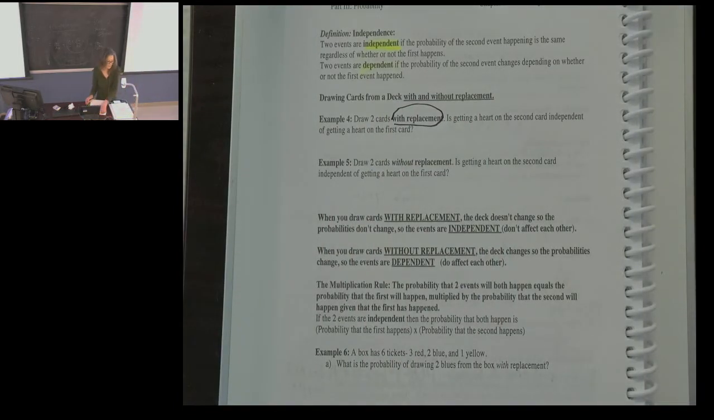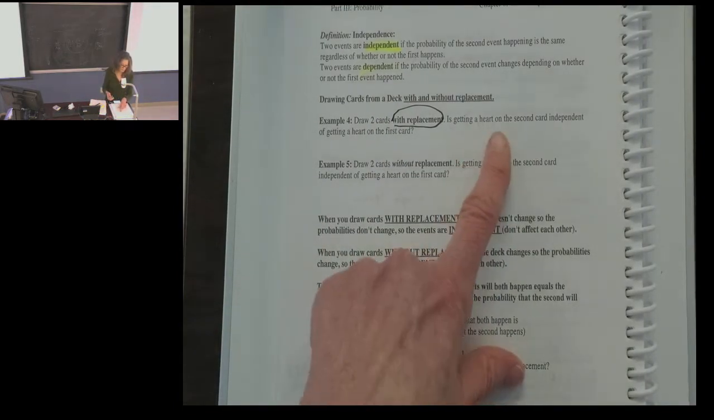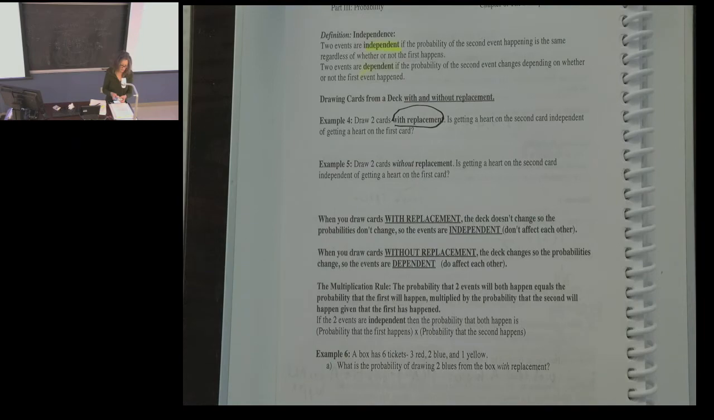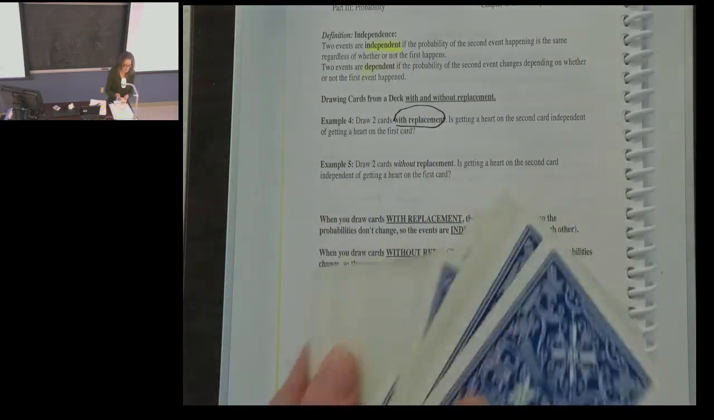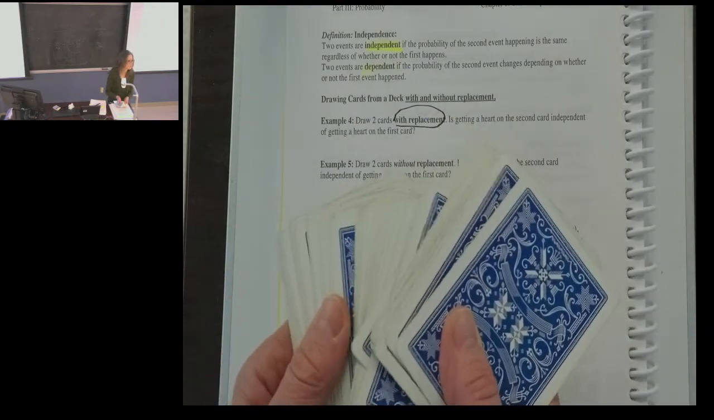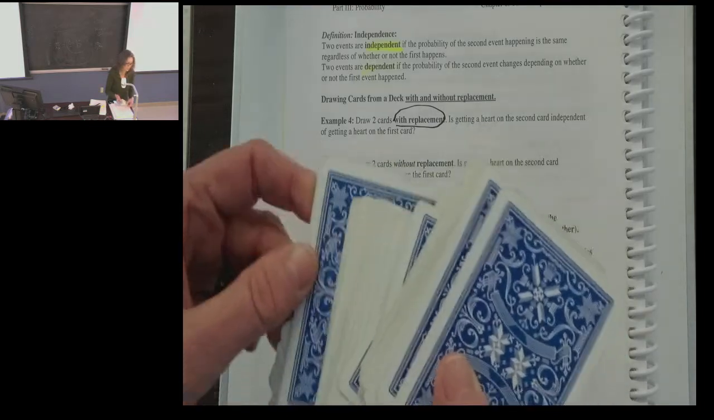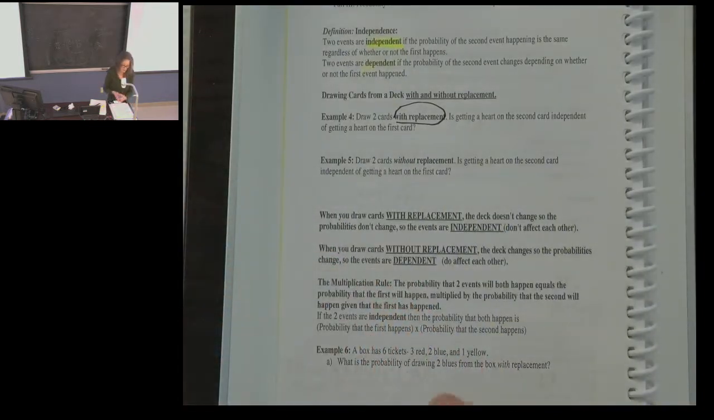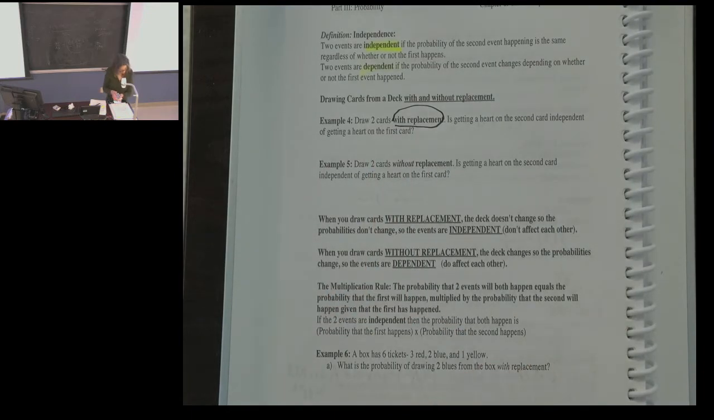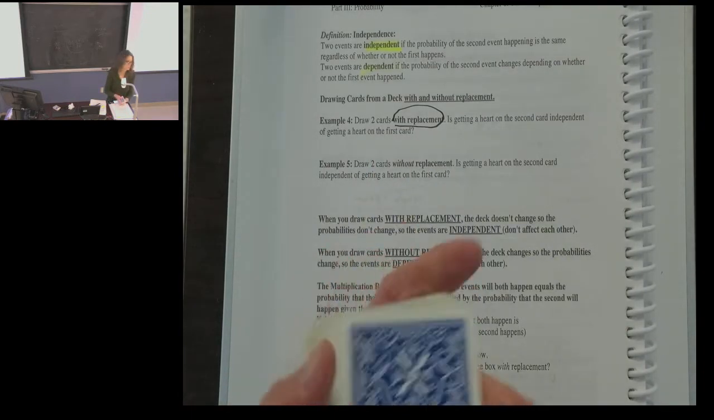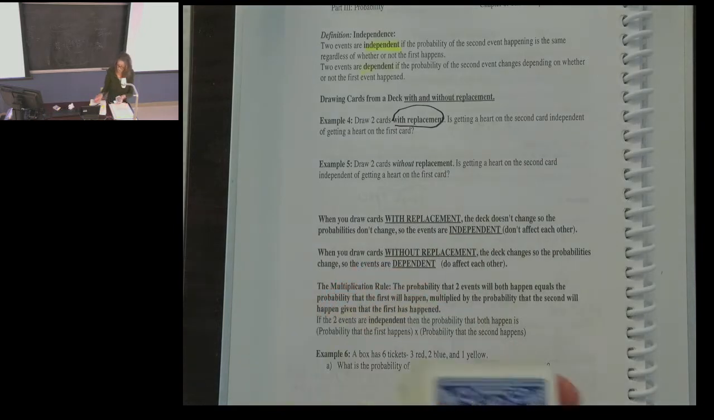And the key word right here is with replacement. So the probability of getting a heart on the second card doesn't matter what I get on the first card because I'm putting it back. It's just like the die. So the probability of getting a heart on the second card is going to be what? No matter what I got on the first card, how many hearts are there? There's 13 hearts in here, right? It's 13 out of 52.